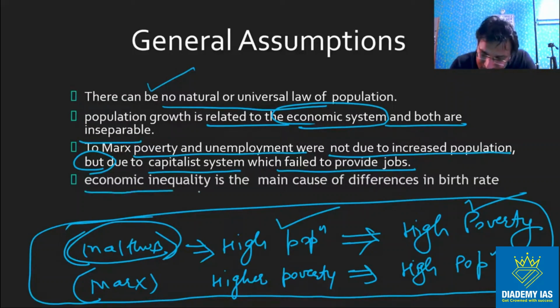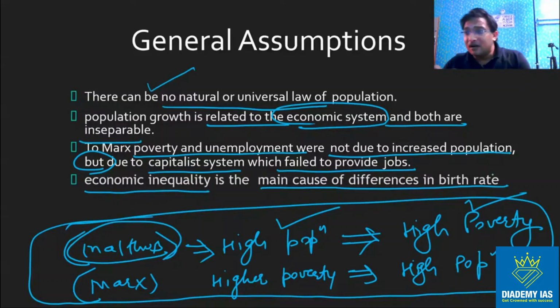Economic inequality is the main cause of difference in the birth rate, right? So among the capitalist class, birth rate is low. Among the working class, birth rate is high. Among the capitalist class, people have more resources. They do not require extra hands for extra income. So birth rate is low.